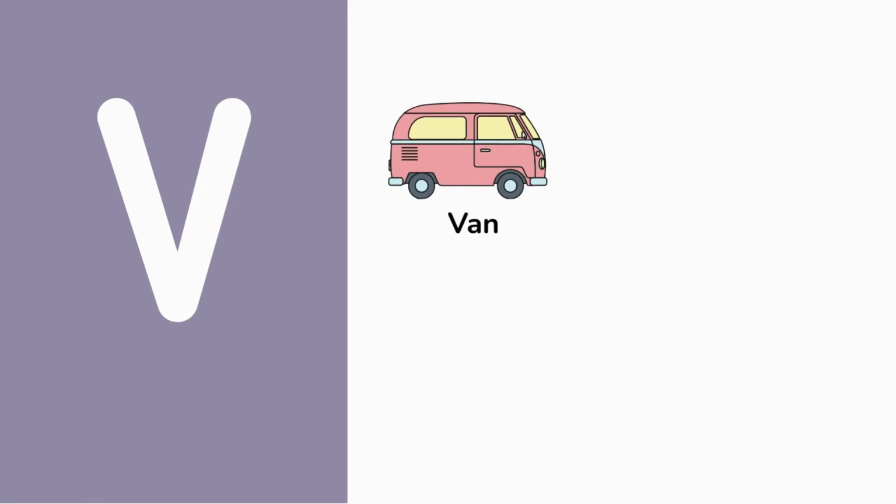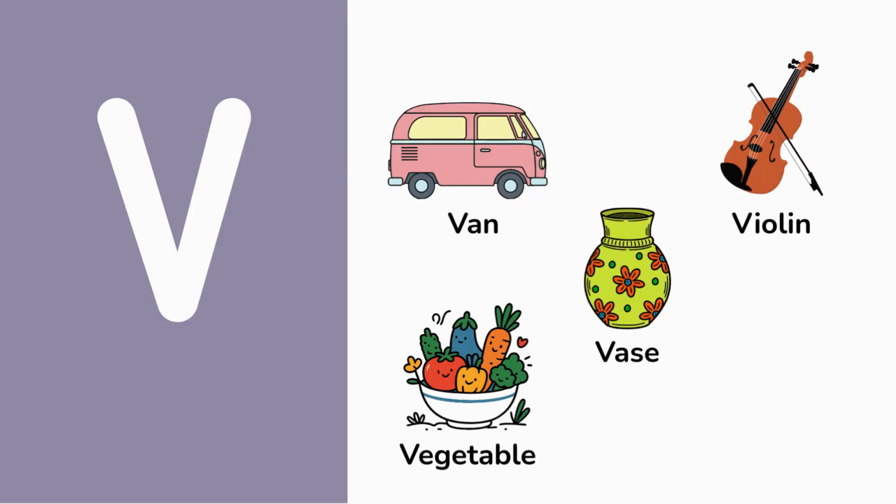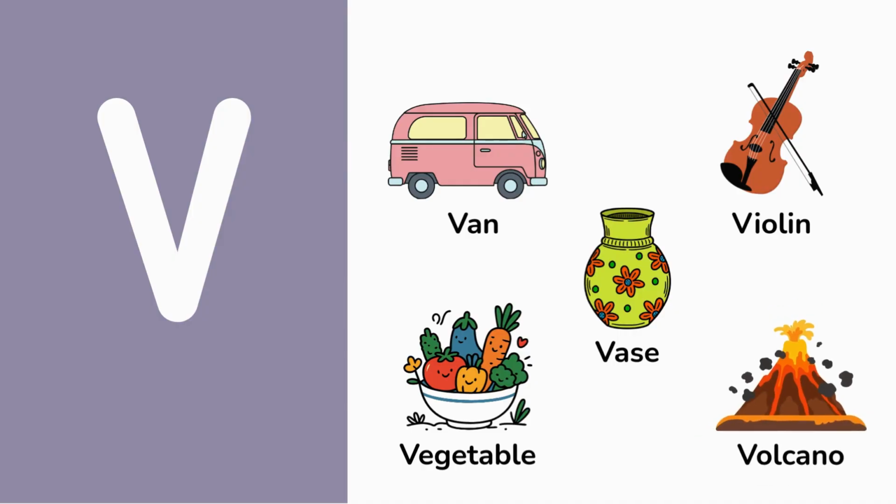V. This is letter V. Can you say V? V. V is for van. V is for violin. V is for vase. V is for vegetable. V is for volcano.